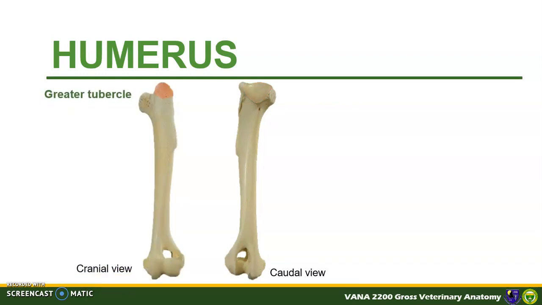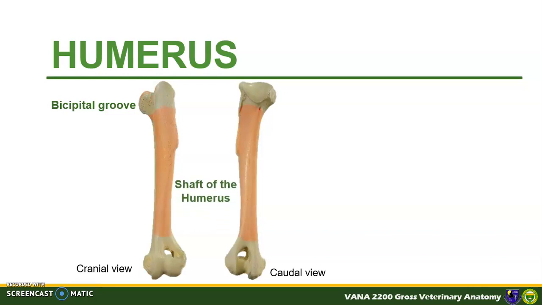The greater tubercle, or the lateral or major tubercle, is a large process craniolateral to the head of the humerus. This is the point of the shoulder. The lesser tubercle, or the medial or minor tubercle, is a process at the medial side of the head. The bicipital groove or the intertubercular groove is a sulcus between the greater and lesser tubercle through which the tendon of biceps brachii runs.